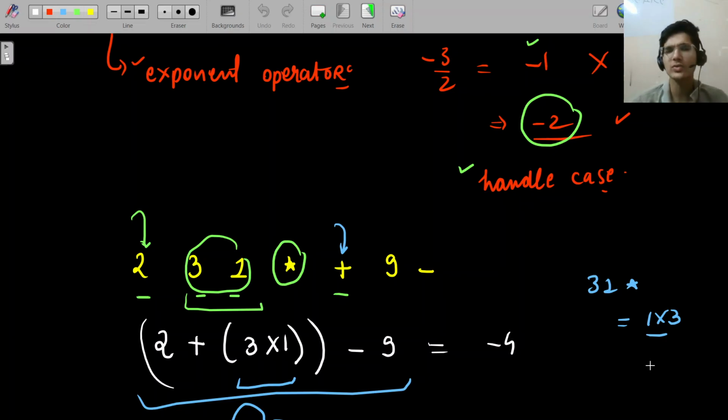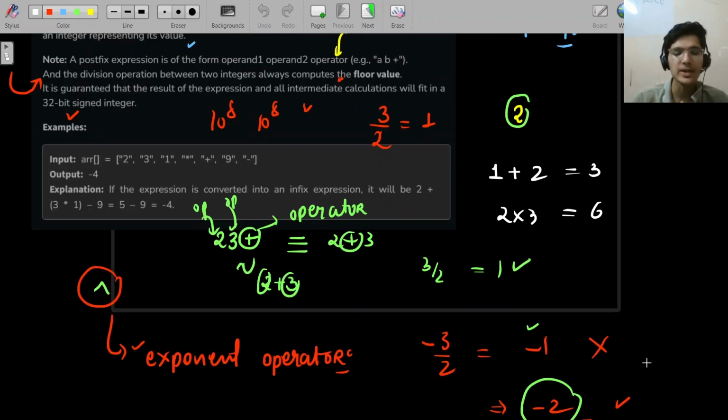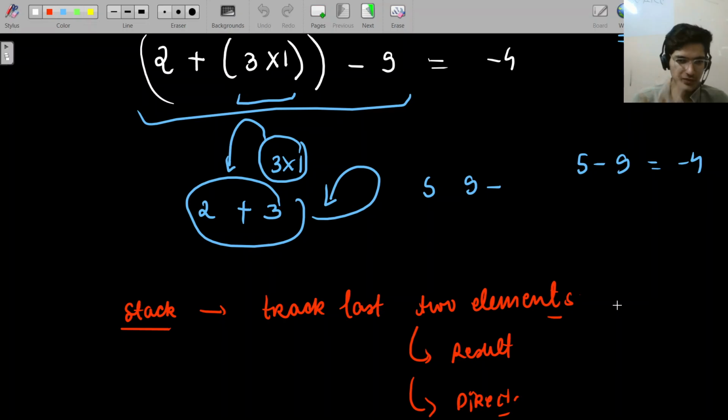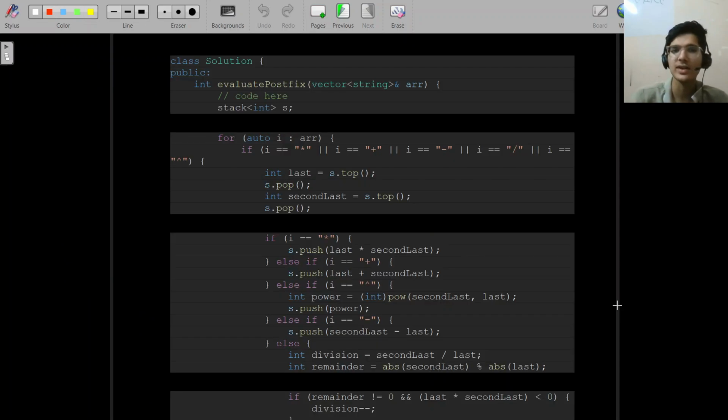So I hope you understood the entire intuition of what postfix is. Also, I tried to explain how to solve postfix as well. And then we saw the example as well and I ran it as well. Now let's see the code. Now I'll show you the implementation of that.